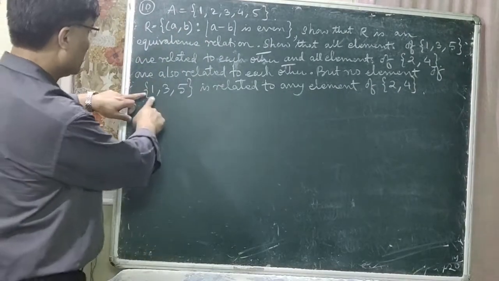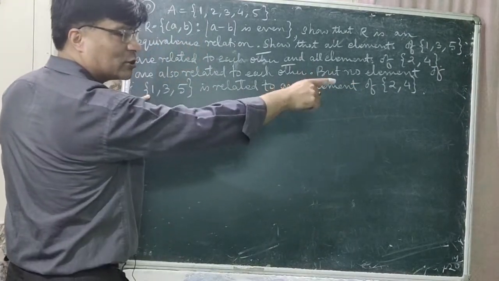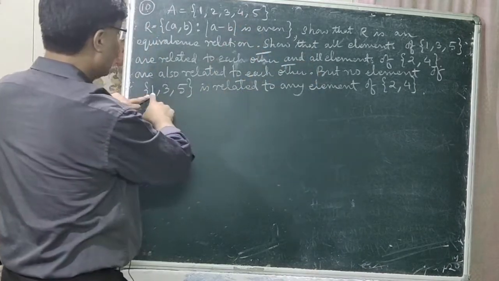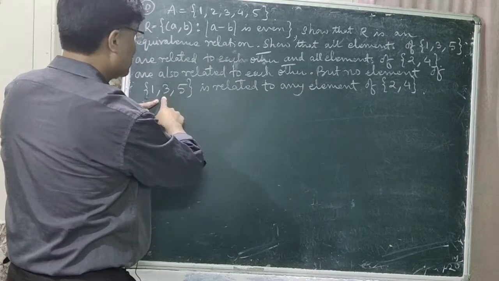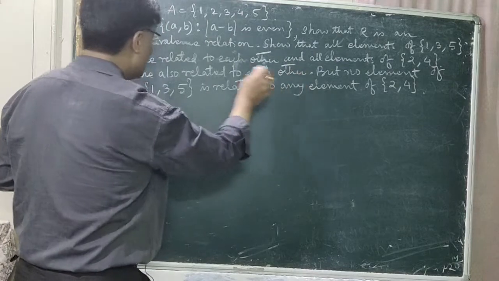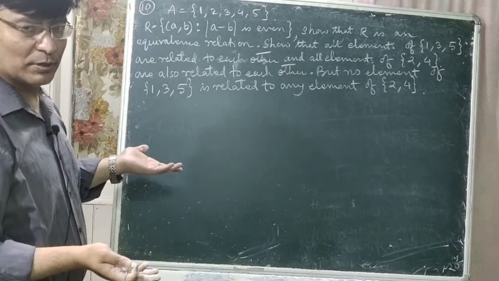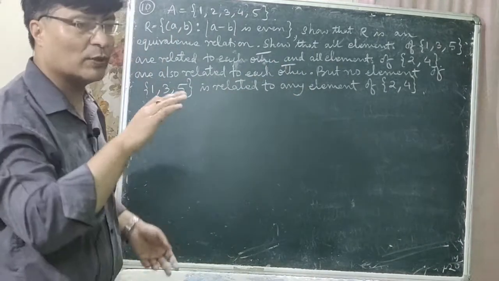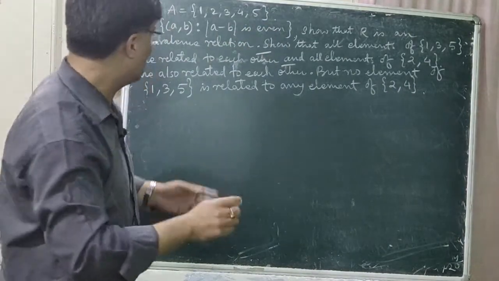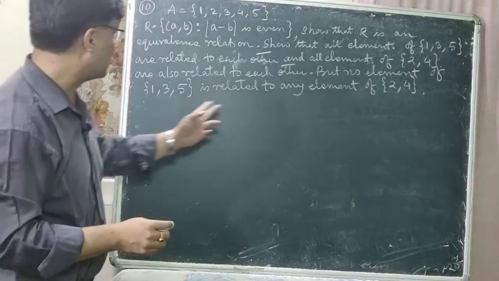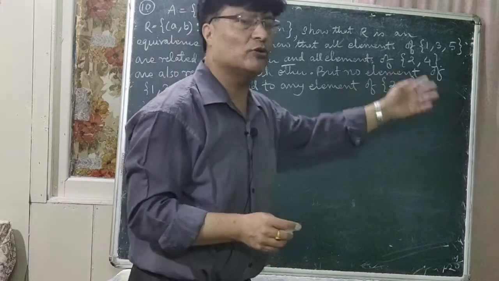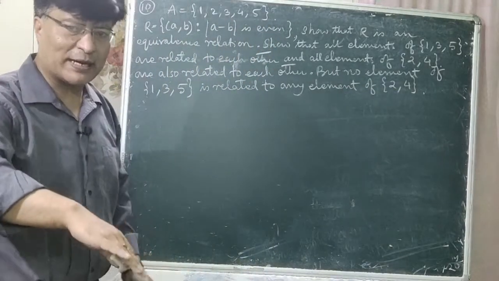If you subtract, |1 - 2| means 1, which is odd. We are not getting even. |4 - 1| is also 3, |2 - 3| is also 1, |4 - 5| is also 1. So an even number minus an odd number will always be an odd number. So we are not getting an even number here. So no element of {1, 3, 5} is related to any element of {2, 4}. We will do this second part later.